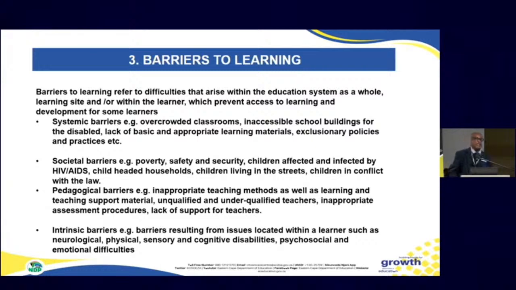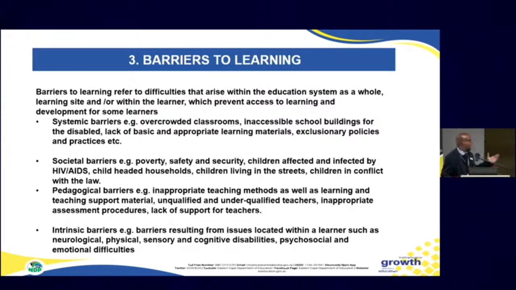Then these are the barriers that we're talking about. The barriers are like obstacles or constraints that are causing learners, young people, can be adults, not to get what we call effective learning as well as teaching. So these are the types of barriers. As we are saying, it refers to difficulties. They can arise from within the education system itself. Not only there, but they can also arise from a learning site, can be a school, can be a classroom. They will prevent access to learning as well as development of some of the learners.